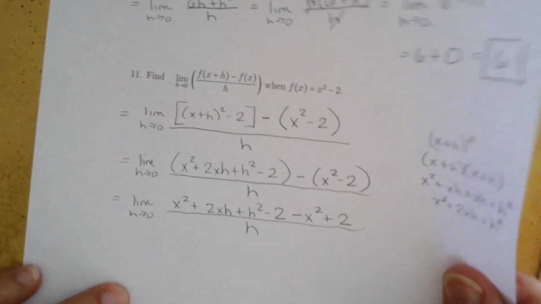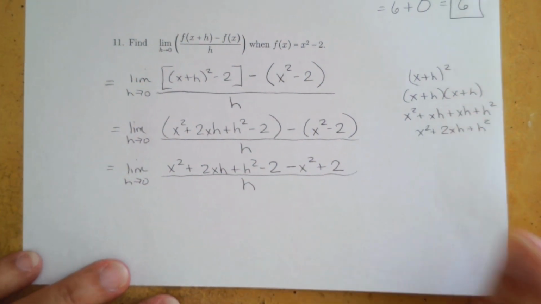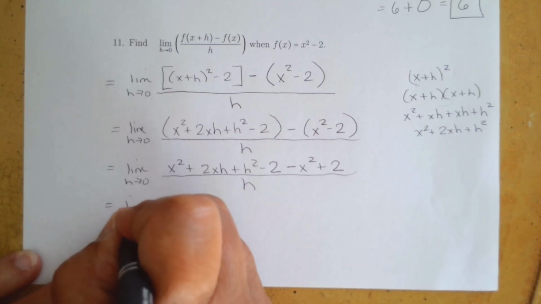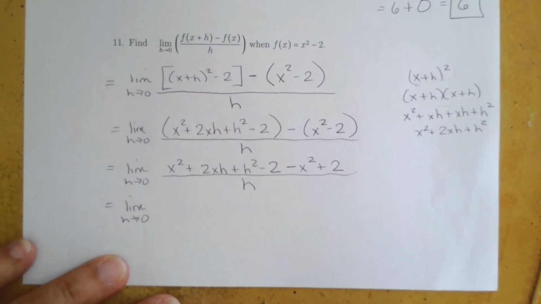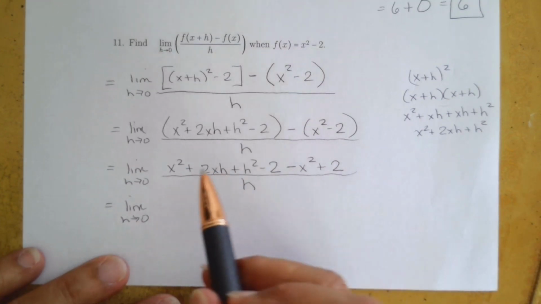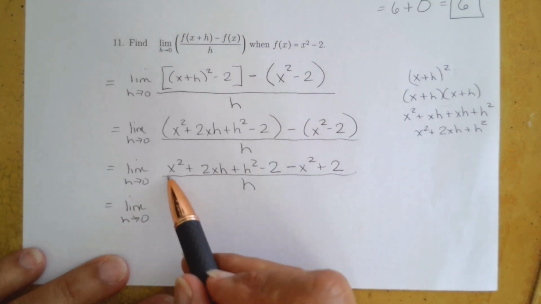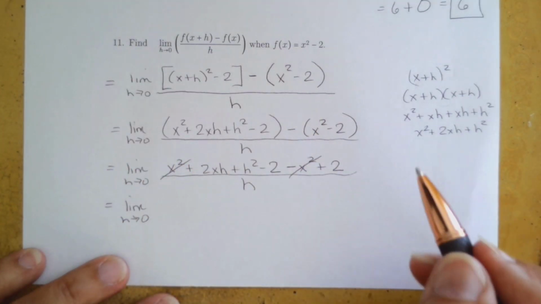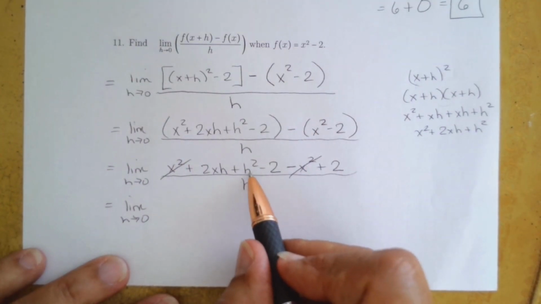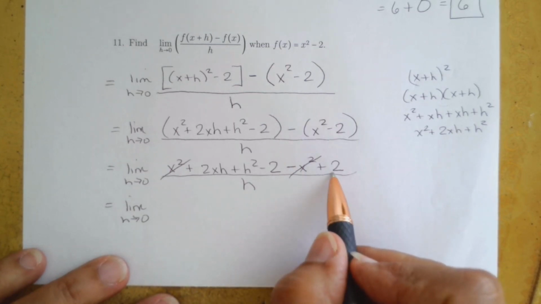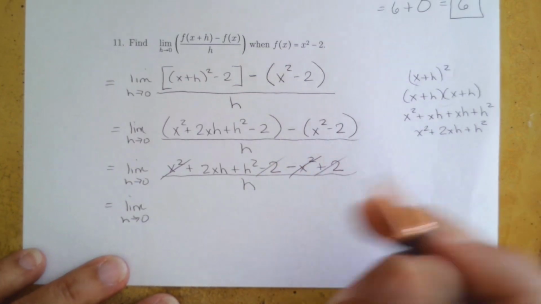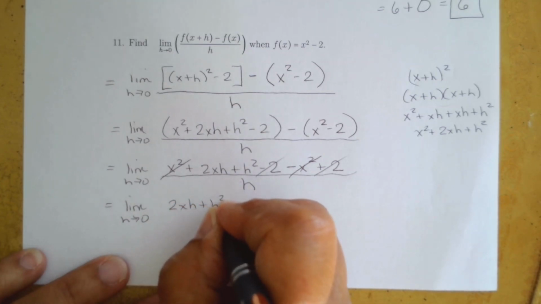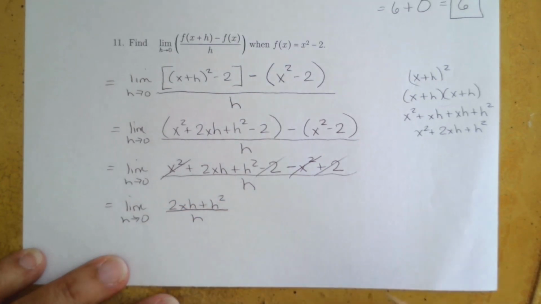We're almost done. A lot of steps on these, but they're all very similar. So you just kind of have to practice, and then once you get the hang of it, you're doing pretty much the same thing all the time. All right, so now we're going to look for like terms. You have x squared minus x squared, that's 0. You don't have another xh, you don't have any other h squareds, but you have a negative 2 and a positive 2. That is also 0. So now you're only left with 2xh plus h squared over h.